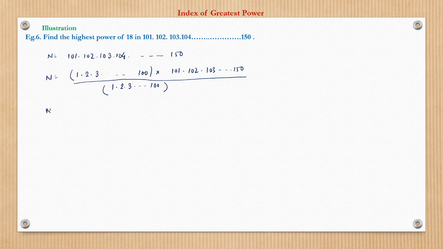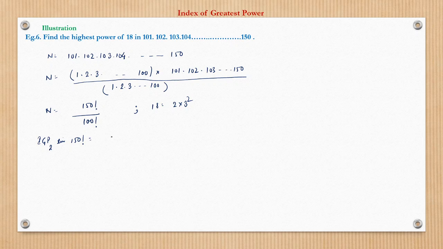So now n becomes 1 into 2 into 3 up till 150, which is 150 factorial, and the denominator becomes 1 into 2 into 3 up till 100, which is 100 factorial. From here we will calculate the IGP, and 18 we know is nothing but 2 into 3 square. So IGP of 2 we will first find in 150 factorial.